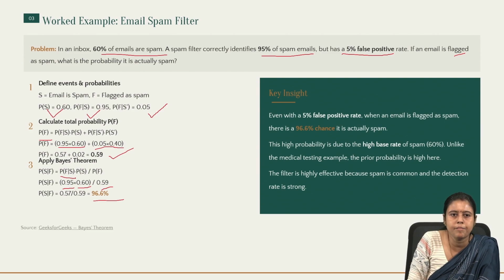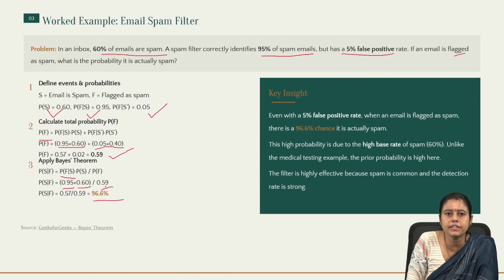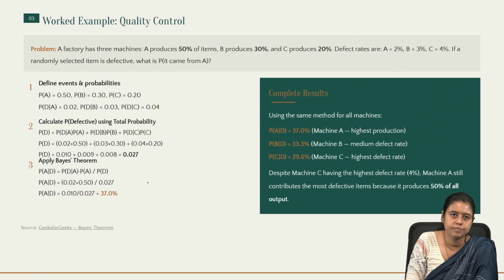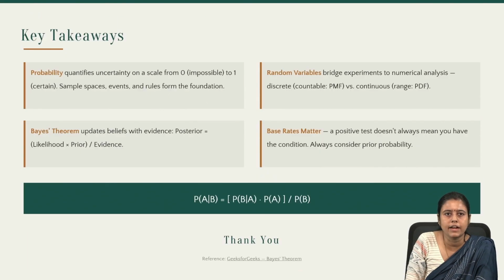So what is this? P(F|S) means 95% in the 60% of mail, divided by the total probability 0.59. So it came to 96.6%. There are many examples like this.